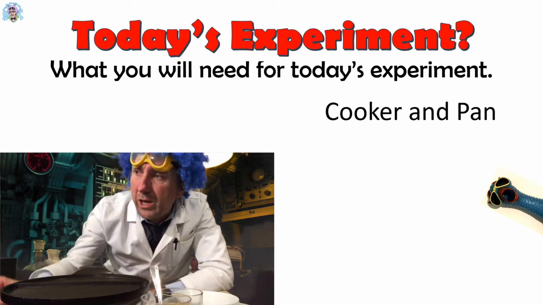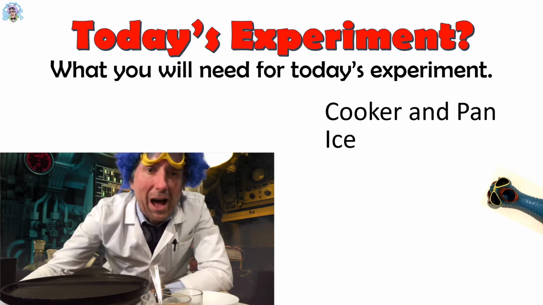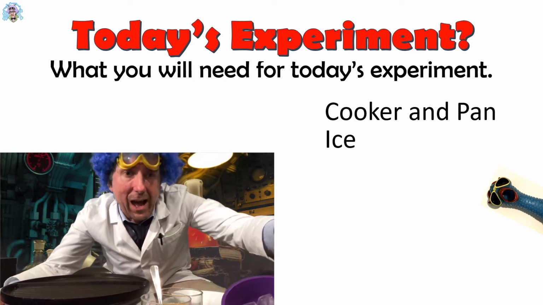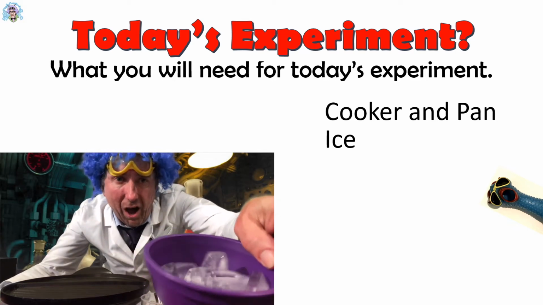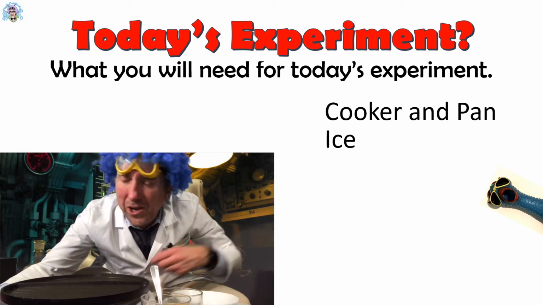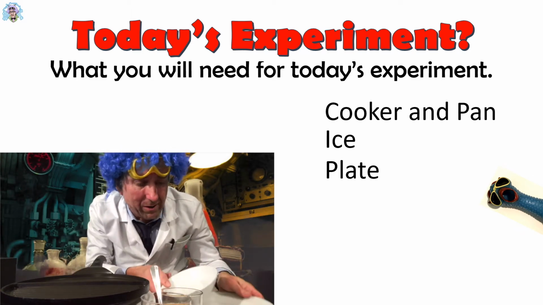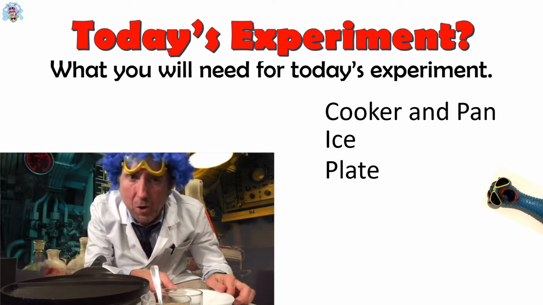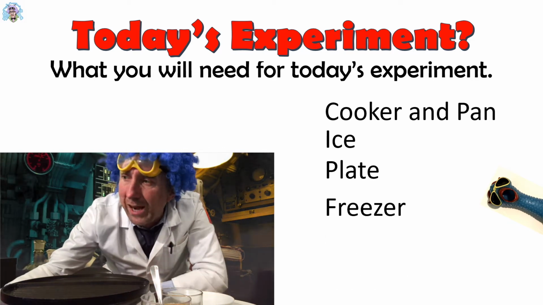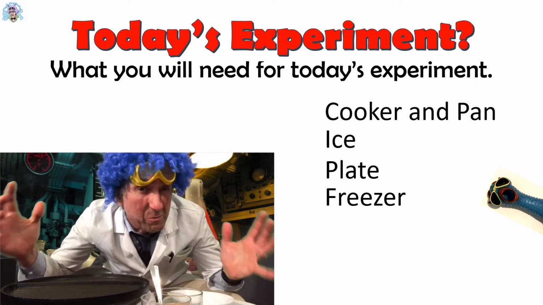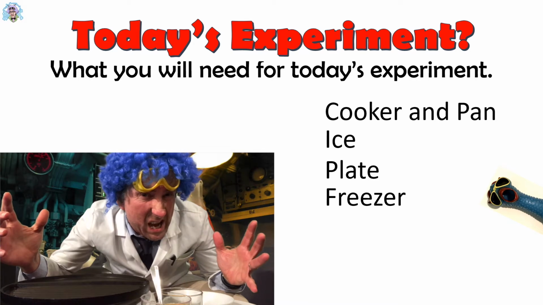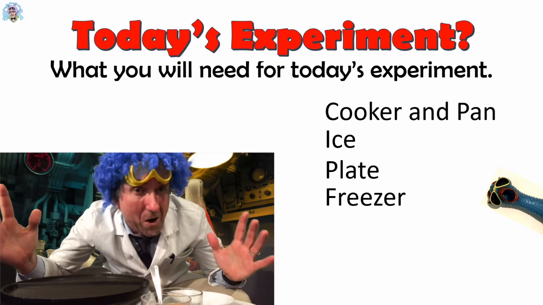The other thing that you'll need will be ice, which I've got here. There they are, my little bits of ice. And then also you'll need a plate. I've got a plate. Actually, I've got a couple. I've got one big plate and a little bit of a small plate there. Then also you'll need a freezer. I really couldn't lift that over here, so you're going to have to take my word that it's here.